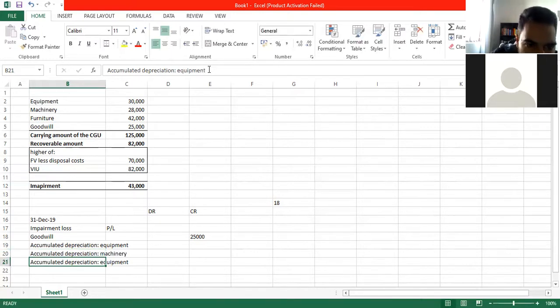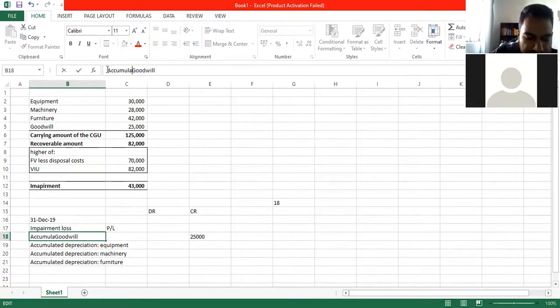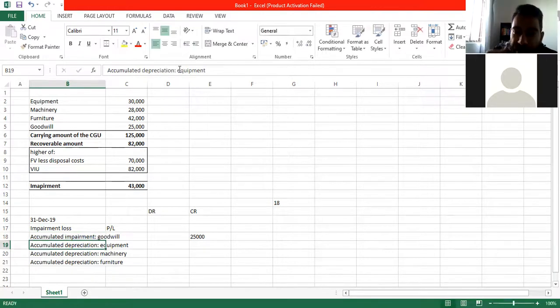And the last one is, what's the last one? Furniture. Okay, remember you also want to call this accumulated depreciation or accumulated impairment. Accumulated impairment, goodwill. Okay, so remember that the rule is if there's goodwill, you write off all impairment against goodwill first. Anything left over is split between the other PPE assets.